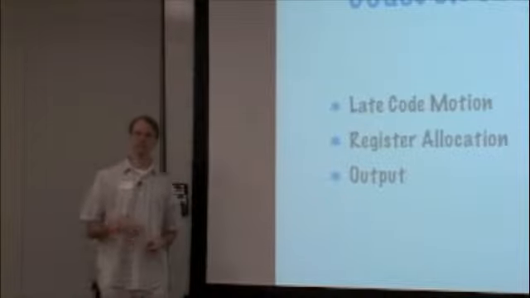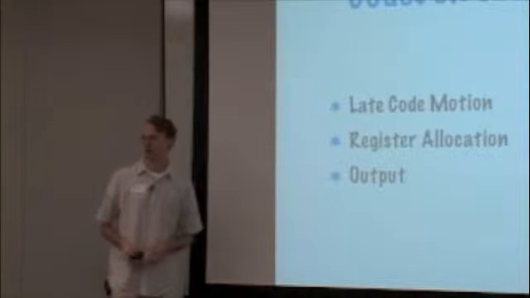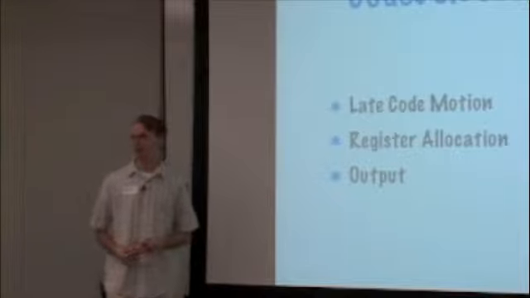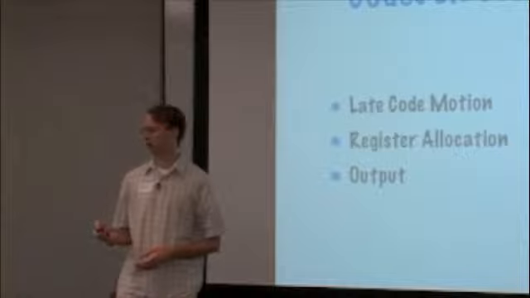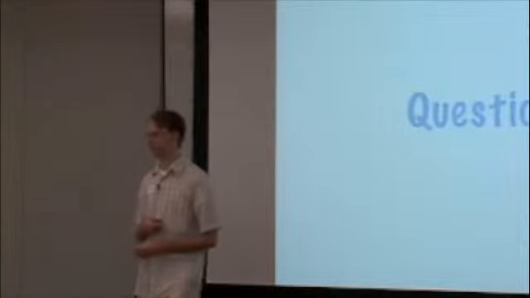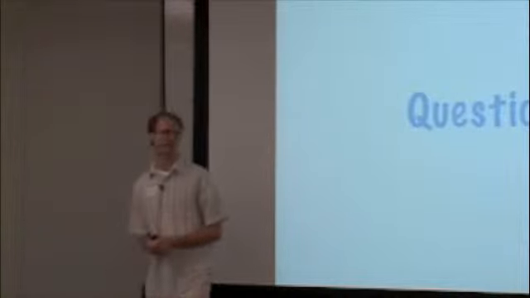After selection DAG, CodeGen continues with some late code motion optimizations, register allocation, which is a whole series of things that Evan will talk about, and then finally output for the machine code. So, are there any questions?